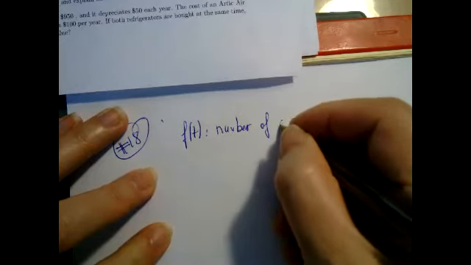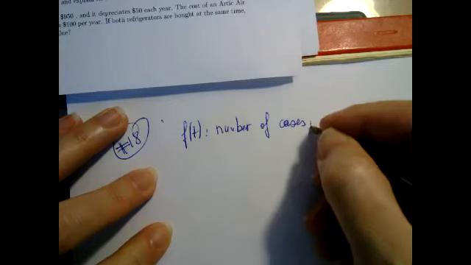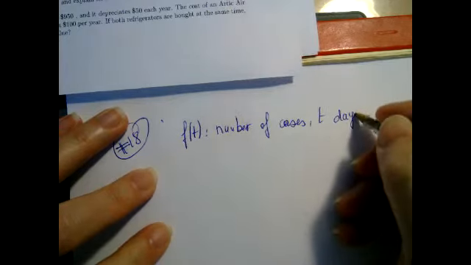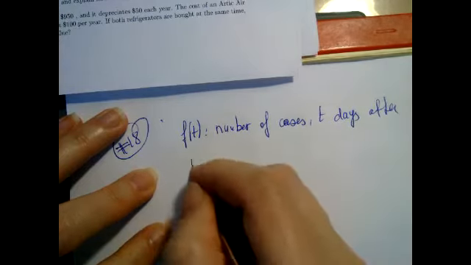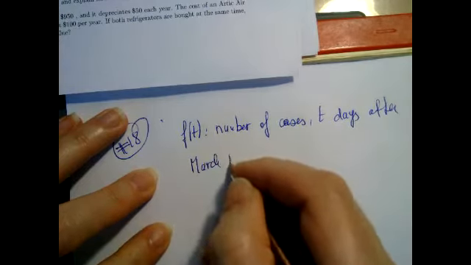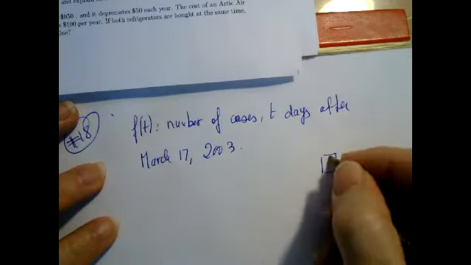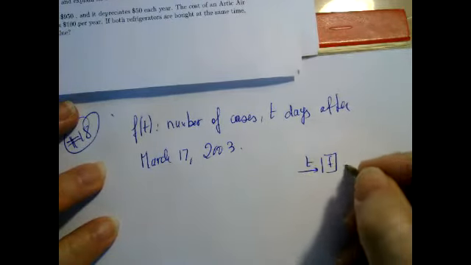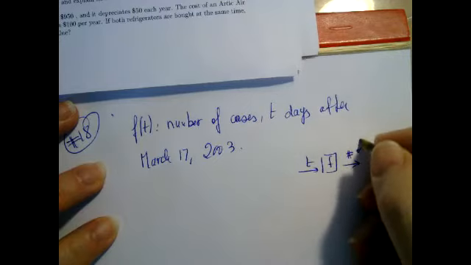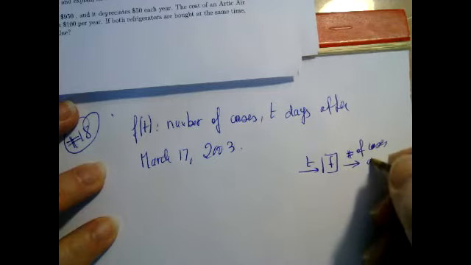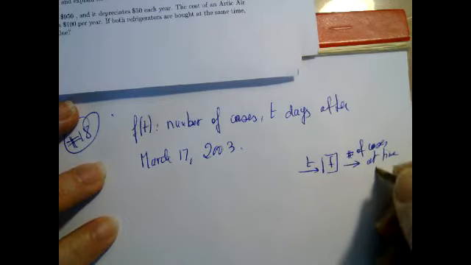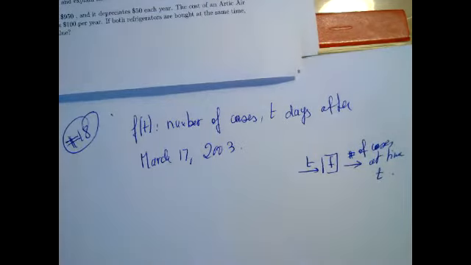So F of T is the number of cases, T, the unit here is T days after March 17, 2003. That's what F of T is. So I have a function, you give it time, it spits out the number of cases at time T. Okay, so that's the situation.